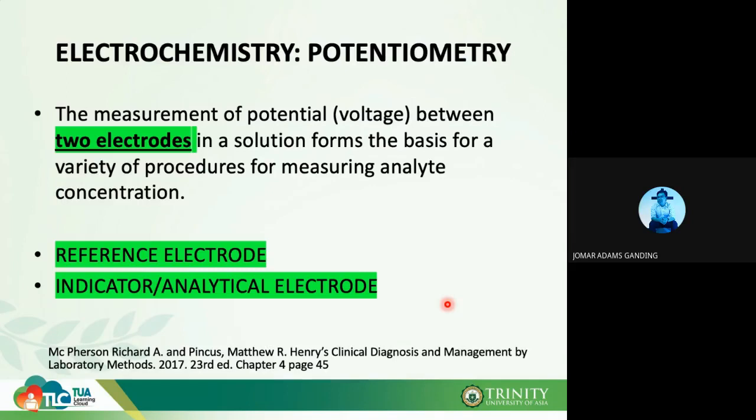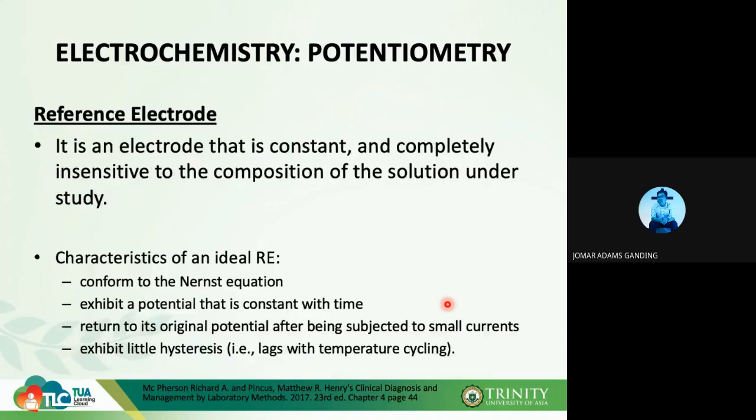But please write this down, everybody, that in potentiometry, we are able to measure the concentration of a particular substance by measuring the difference between the two electrodes, the reference and the indicator. The difference between the two, that will now reflect the concentration of the ion that you are measuring. Are we clear? So let us go now to the two electrodes in potentiometry. Okay, let us discuss the two electrodes. We have your reference electrode, and we also have later on your measuring electrode.